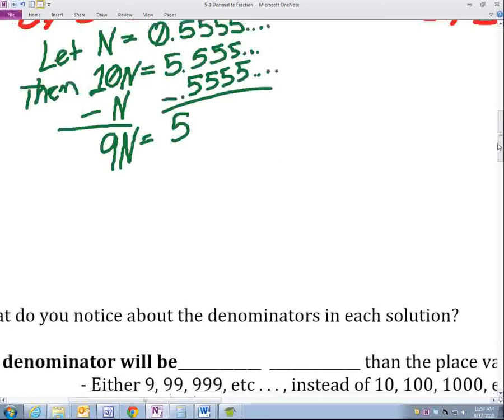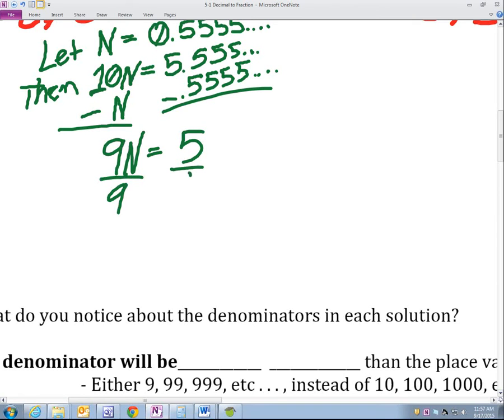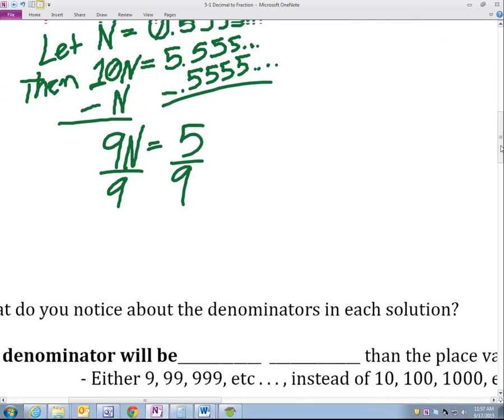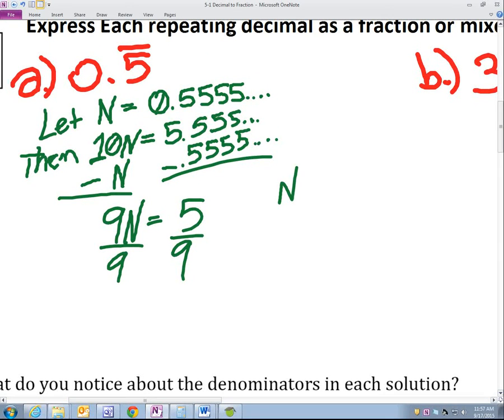Now, here's another thing we're not going to learn for a couple more weeks. Right now, I have 9n equals 5. In order to get n by itself, I have to divide. It's called the inverse operation. Just take my word for it right now. So I come out with n equals 5/9. Okay? So that's the answer for that one. And keep in mind that we defined n as being equal to 0.5555555, but we were able to make it into a fraction. That's the goal of this lesson, to make it into a fraction. That's the bottom line that I want you to see out of this.